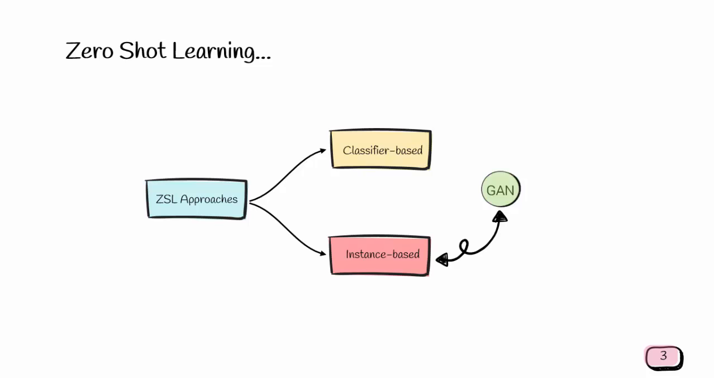ZSL has generally two approaches: classifier-based and instance-based. In the classifier-based approach, we seek to train a model that has the ability to classify unseen classes directly. But in the instance-based approach, which our paper is based on, we seek to obtain samples of unseen classes. In our study, we have used one of the generative models, GAN, or Generative Adversarial Networks.